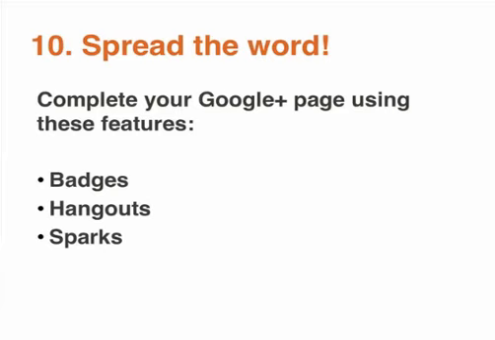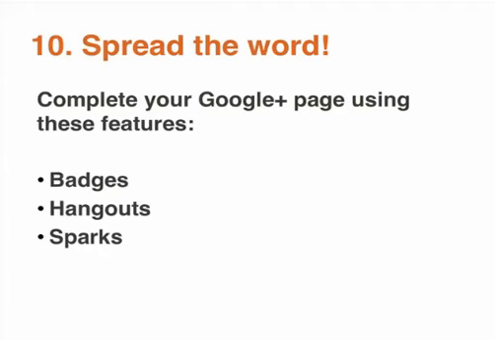Badges are essentially those little buttons that you can put all over the place that essentially say, follow us on Google Plus. Hangouts are a way to engage people on Google Plus in essentially like a little webinar format or video chat format. And sparks are a great way to get additional detail or additional information about a particular topic.